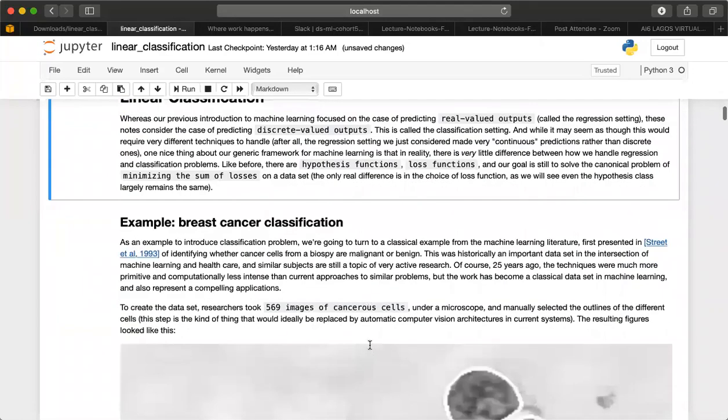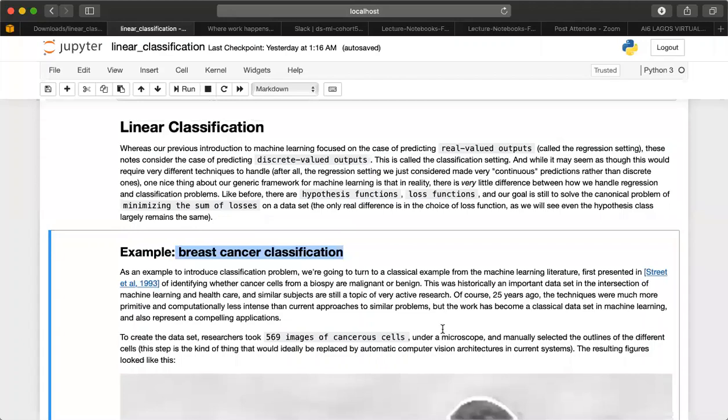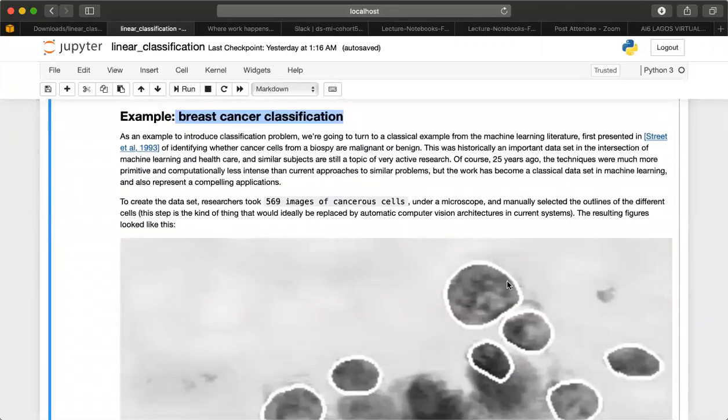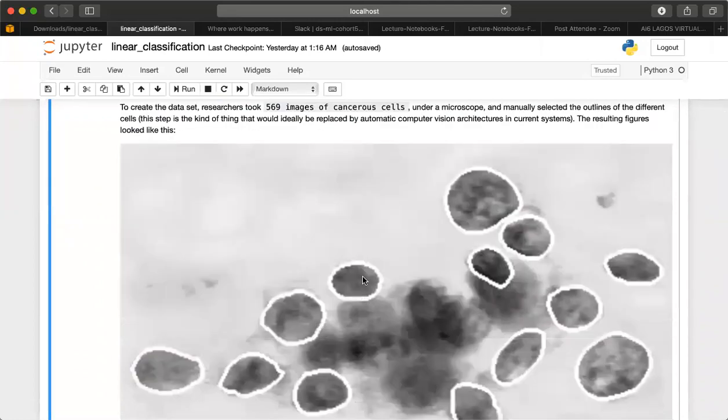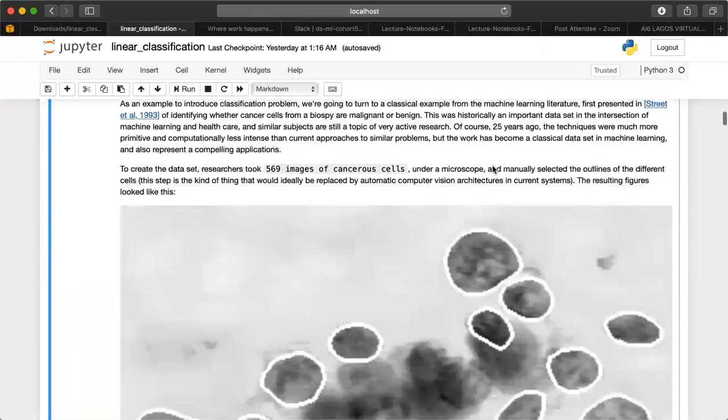For this particular class, they will be using the breast cancer classification, which is a very popular classification, to predict whether the cancer is malignant or benign, right? So there's a data set that I think was gathered 25 years ago by some researchers. And they used this. The data set was a data set of images, right? So this is what it looks like. And then from these images, they were able to gather some properties of the cancer cells, right?